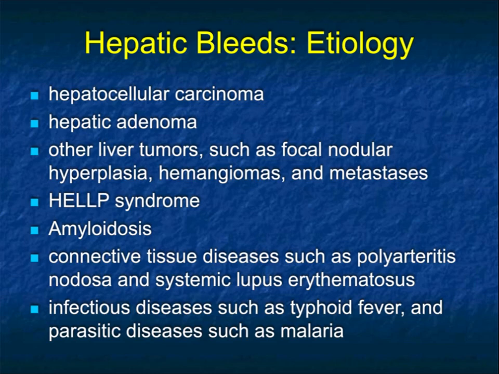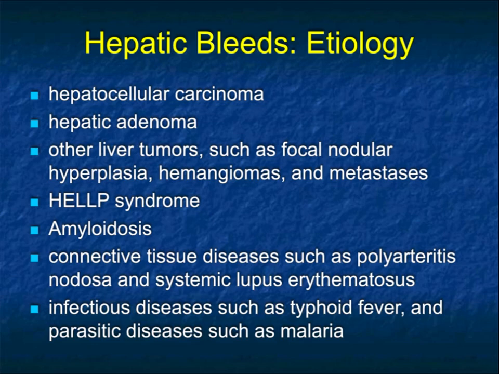Now, in terms of bleeding, I also want to mention that when you really go through a differential diagnosis, unusual conditions like amyloid involving the liver can bleed. Connective tissue diseases such as polyarteritis nodosa and lupus, where you have vasculitis and small vessel disease, they can bleed almost anywhere. And some crazy things like typhoid fever and malaria can also bleed. But again, I don't think I've seen a case of either of those except in a textbook. So it's really going to be endemic to certain parts of the world.